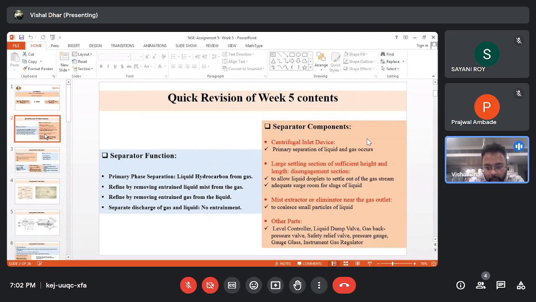Other parts: the controller maintains the level of the liquid. Then the liquid dump valve: when the level gets above a certain point, the liquid gets out through the liquid dump valve. Then a gas back pressure valve is also there. Then there are safety relief valves, pressure gauges, glass gauge, and instrument gas regulator. You have all done this in your class, so I won't go into details. This is just a quick recap.